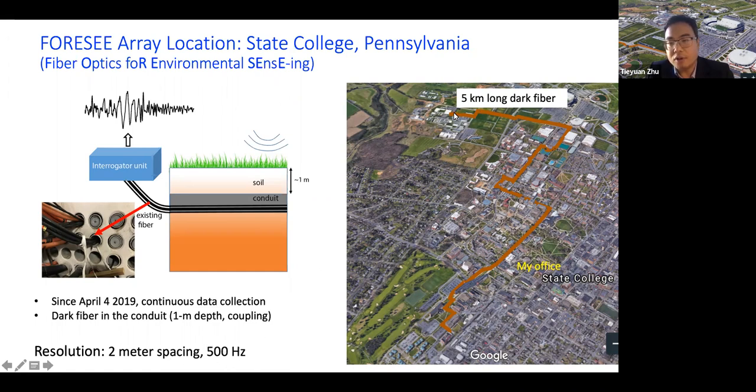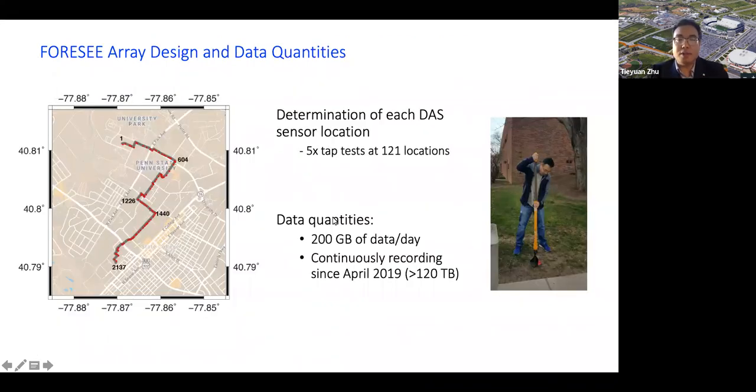With a rough calculation, we end up with about 2,500 sensors. But because this cable is in a conduit, we don't have a very accurate location for each sensor. So we conducted a tap test to measure 120 locations accurately, and then interpolated all these locations along the whole cable. At the end of the calculation, we end up with 2137 sensors.